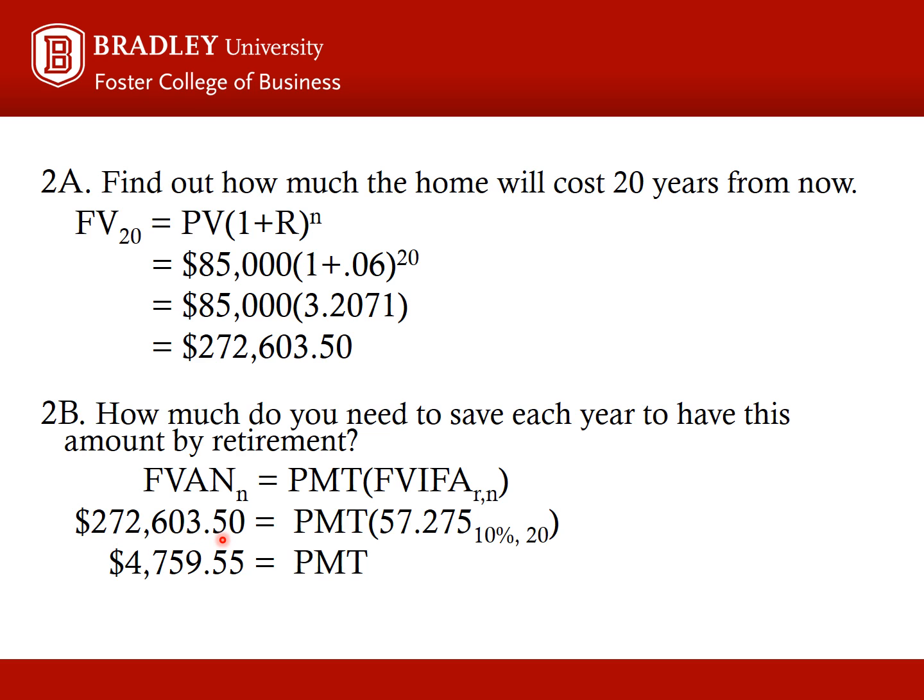And the future value that I want to save up is the $272,603. I think the real estate agent will probably drop the 50 cents. And then the payment is what we're solving for. And we know it's stated in the problem that we earn 10% interest over the 20 years. So here's the interest factor from your future value interest factor of annuity table, table 3. And so when you divide, we get a payment of $4,759.55. So if you put this amount away in that account that earns 10% interest every year for the next 20 years, you'll have exactly enough money to buy the house.